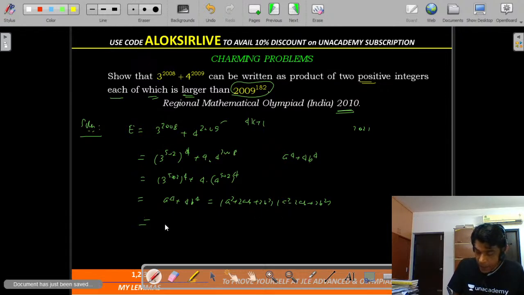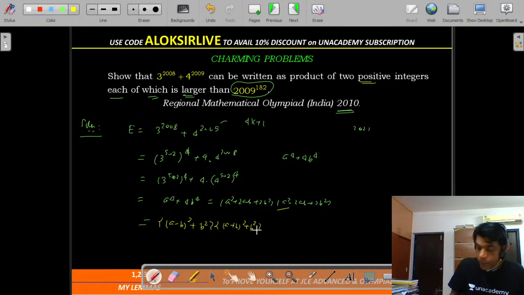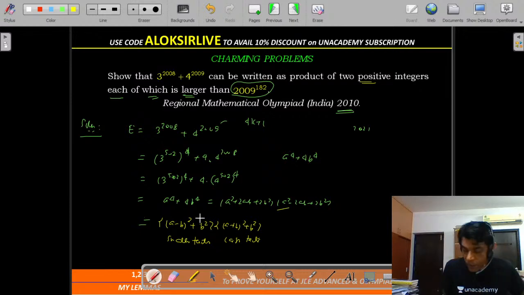You write this as a minus b whole squared plus b squared, and we write this as a plus b whole squared plus b squared. See, they gave both factors. This is the smaller factor, this is the larger factor. Each of which is larger than this. So I will prove that the smaller factor exceeds this number. The inequality is very weak, of course, but don't worry. So the smaller factor means this one.